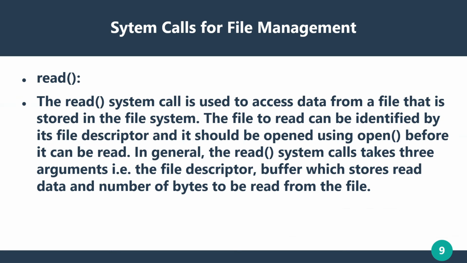Read. The read system call is used to access data from a file that is stored in the file system. The file to read can be identified by its file descriptor and it should be opened using open before it can be read. In general, the read system call takes three arguments, that is the file descriptor, buffer which stores read data and number of bytes to be read from the file.